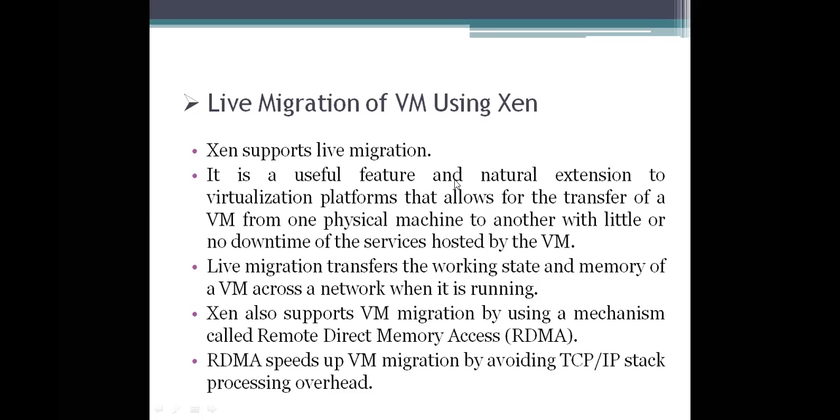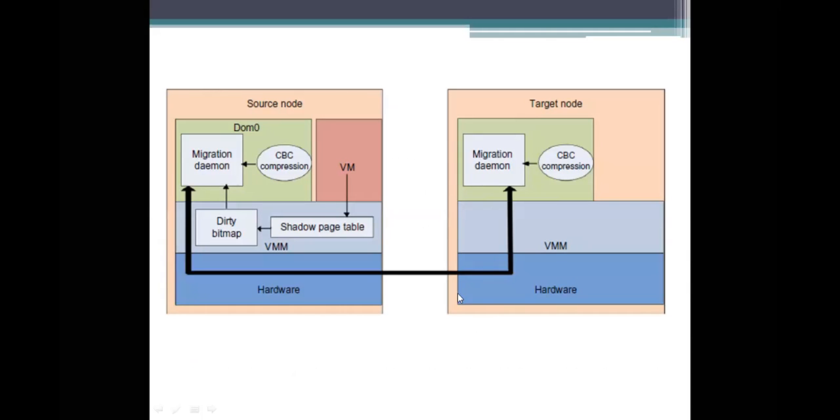Whenever you are starting the migration, we need to transfer the memory spaces, and then everything we are using, from one machine to another machine, that is, from one host to another host. For this, it is using a mechanism called remote direct memory access, along with a compression algorithm, which is specified as CBC compression that we are choosing here.